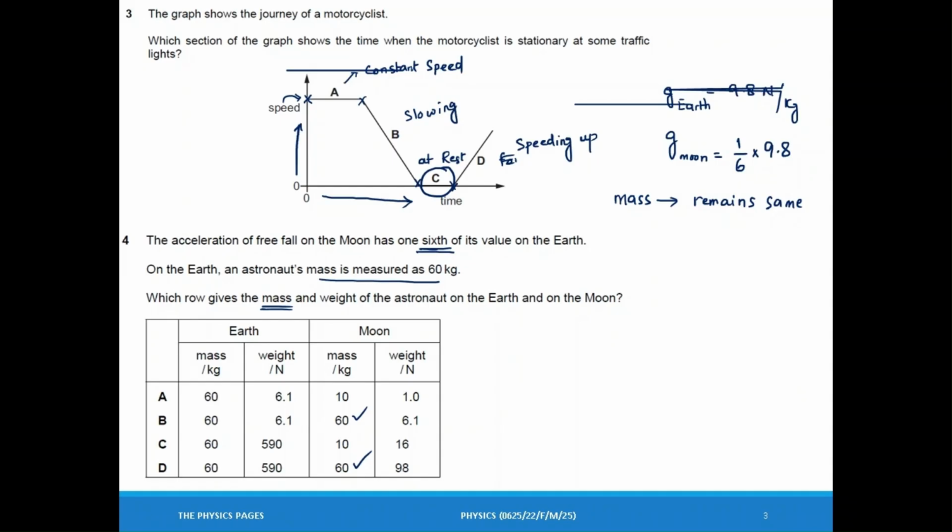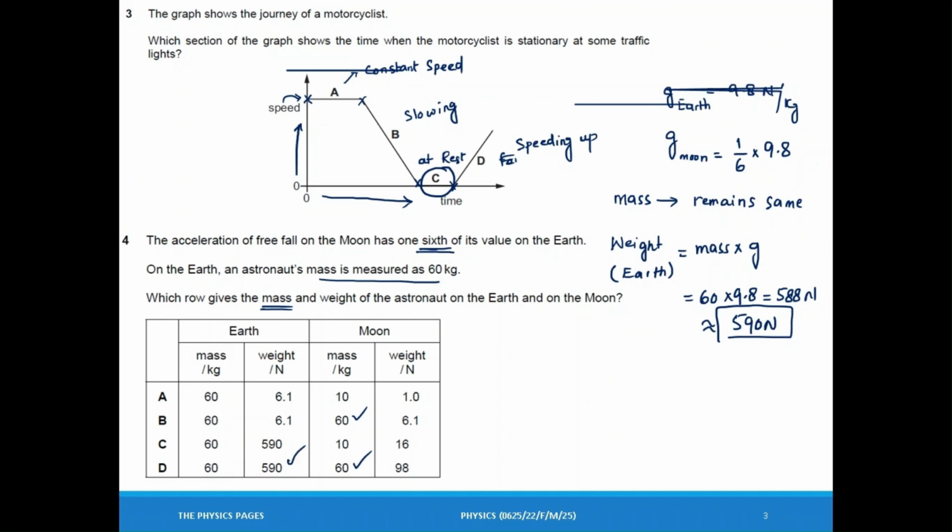Now we are going to talk about the weight. We know that weight is always mass times the gravitational acceleration. So let me talk about weight on the earth first. You know that weight is equal to mass times gravitational acceleration g. So 60 times 9.8 is 588 newton. And this 588 newton in two significant figures, we can round it to 590 newton. So weight on the earth is 590 newton, and that option D is correct.